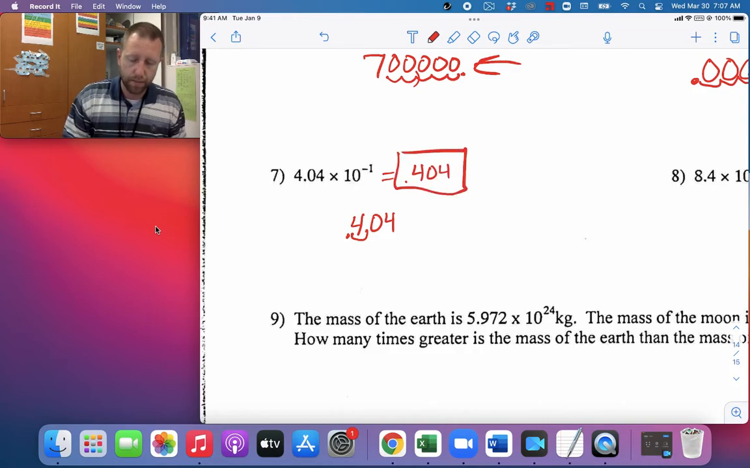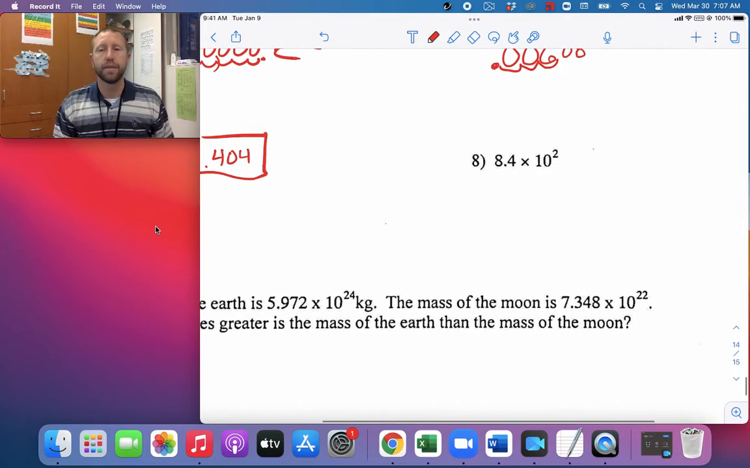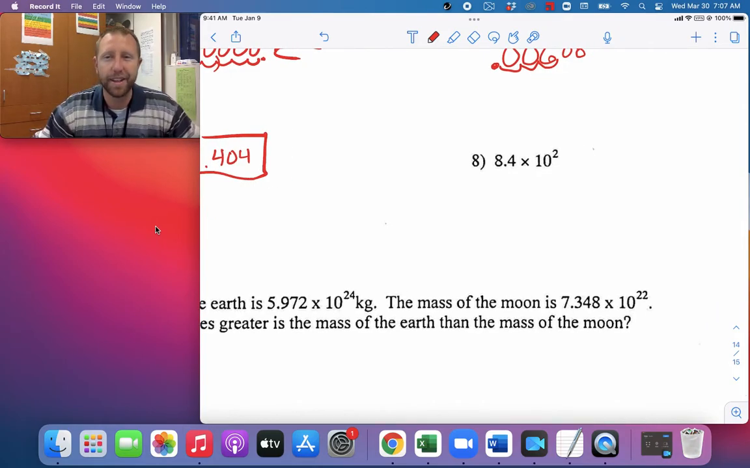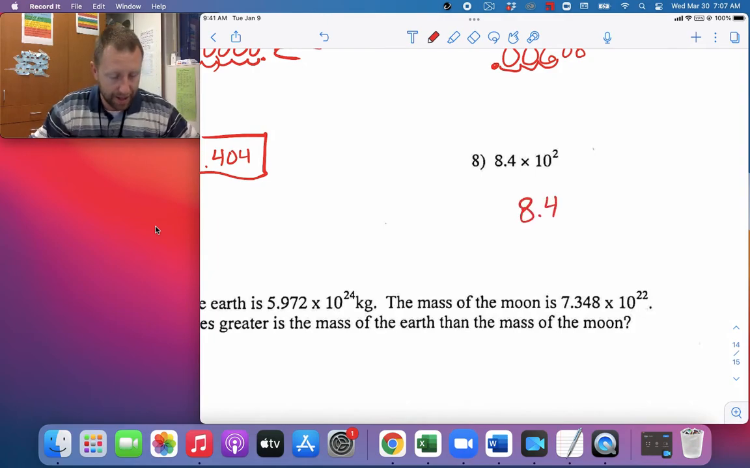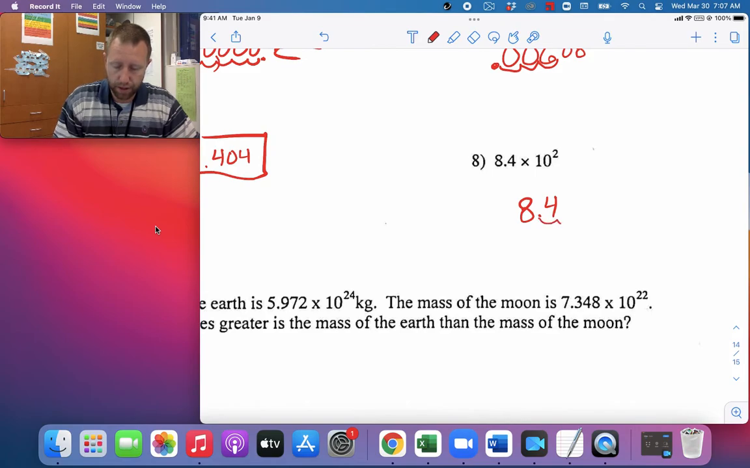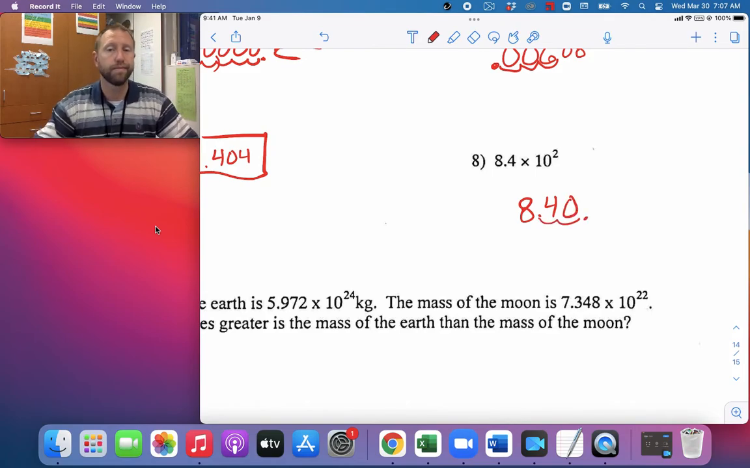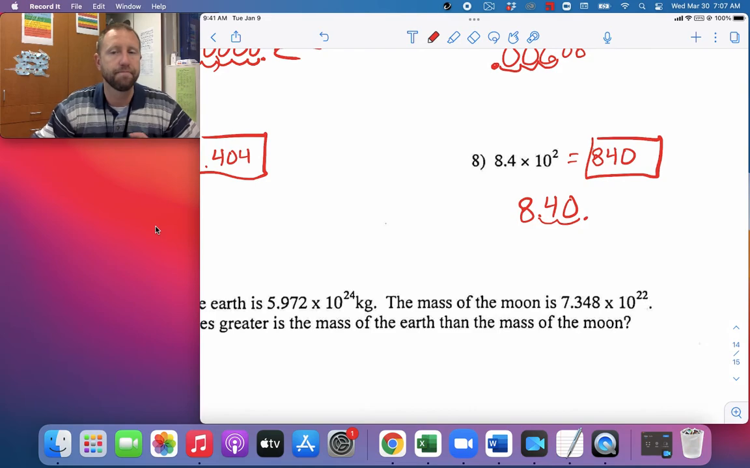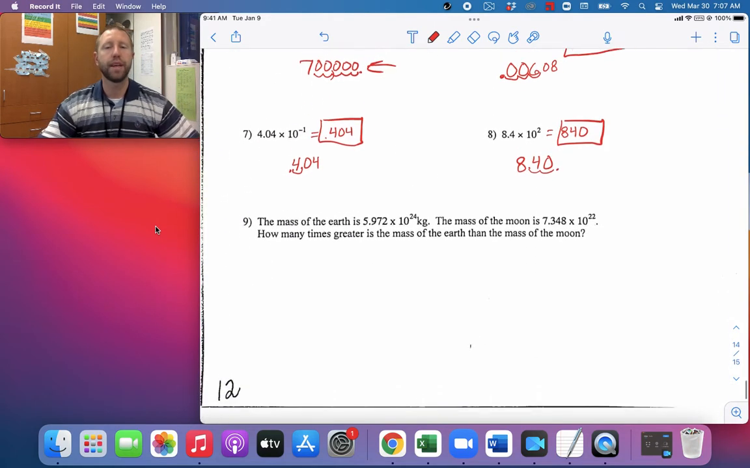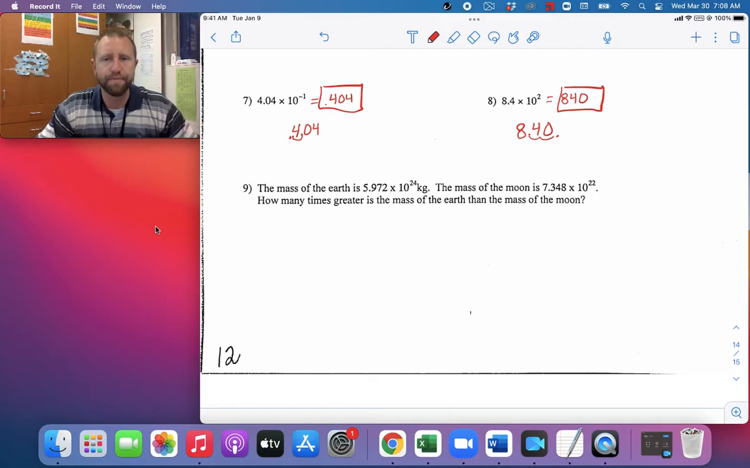That's it. And then number 8, I don't have to move this one very far either. It's just 8.4. That's what's in front of the times 10. And then my exponent says I'm only moving it 2 places. It's positive, so I'm going to the right 2 places. 1, 2. Only one swoop that doesn't have a number above it. So I'm going to put a 0 there. And I don't even have to add in any commas for this one. It's just 840.